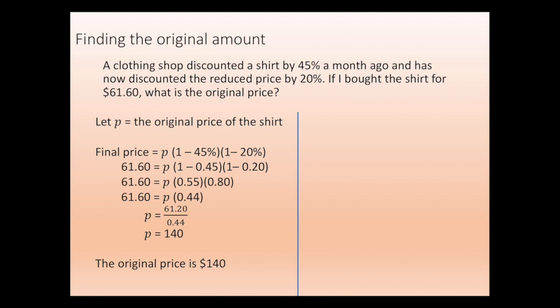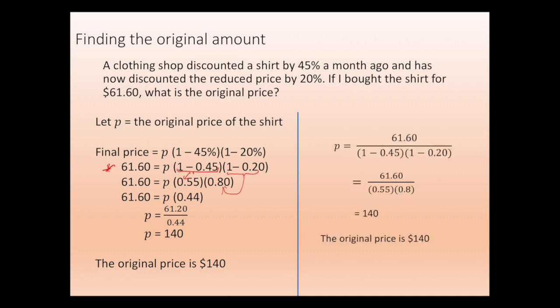So let's define a pronumeral. Let P be the original price of the shirt. So the final price equals P times 1 minus 45%, times 1 minus 20%. We know that the final price is $61.60, so we can write this equation out: 61.60 equals P times (1 minus 0.45) times (1 minus 0.20). We can work out that 1 minus 0.45 is 0.55 and 1 minus 0.20 is 0.80. So you know that 61.60 is 0.44 times P, and therefore P is 140.